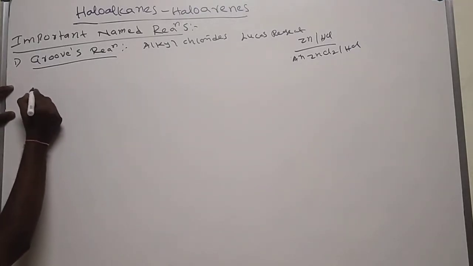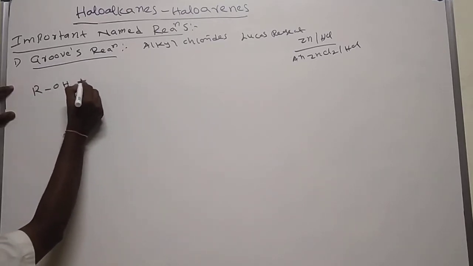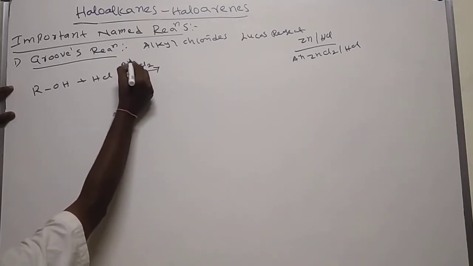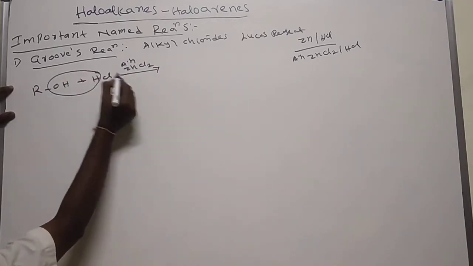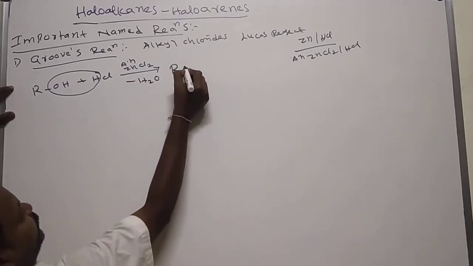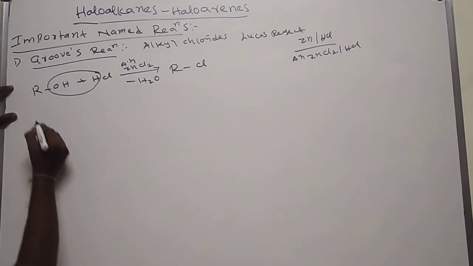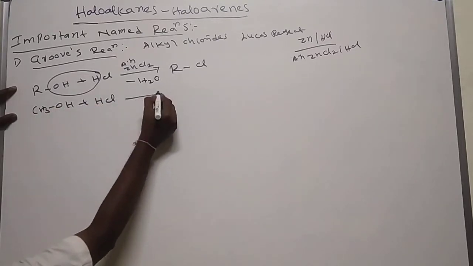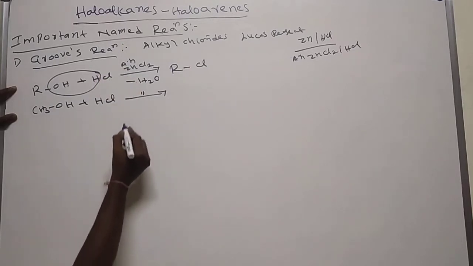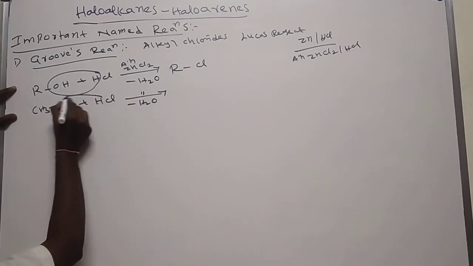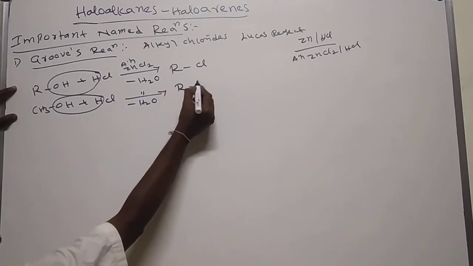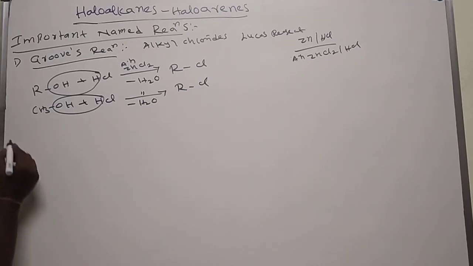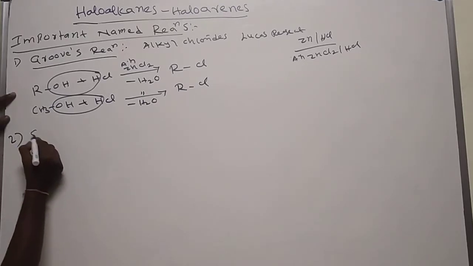Here I am taking alcohol reacting with hydrochloric acid in the presence of zinc chloride. It loses a water molecule and forms RCl, alkyl halide. For example, methyl alcohol reacts with hydrochloric acid in the presence of anhydrous zinc chloride, loses a water molecule and forms alkyl chloride. This is the Groves reaction used for the preparation of alkyl chlorides. Then the Swarts reaction.